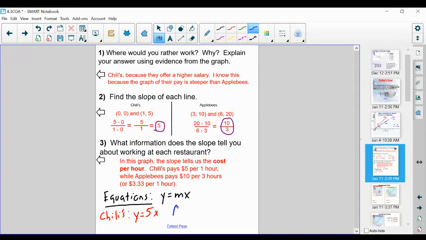But what about Applebee's? What is going to be the equation for Applebee's here? Yeah, we're going to get y is equal, and you could either write 10 over 3, or you can write about 3.3, but I'm going to leave 10 over 3x. And we got that because you get paid $10 per every 3 hours. So that's how we're going to be writing equations. We're going to be trying to interpret the slope of the graph, and then we're going to be putting it into a direct variation equation. Knowing it goes through the origin, we can just write y is equal to mx and substitute in our slope.